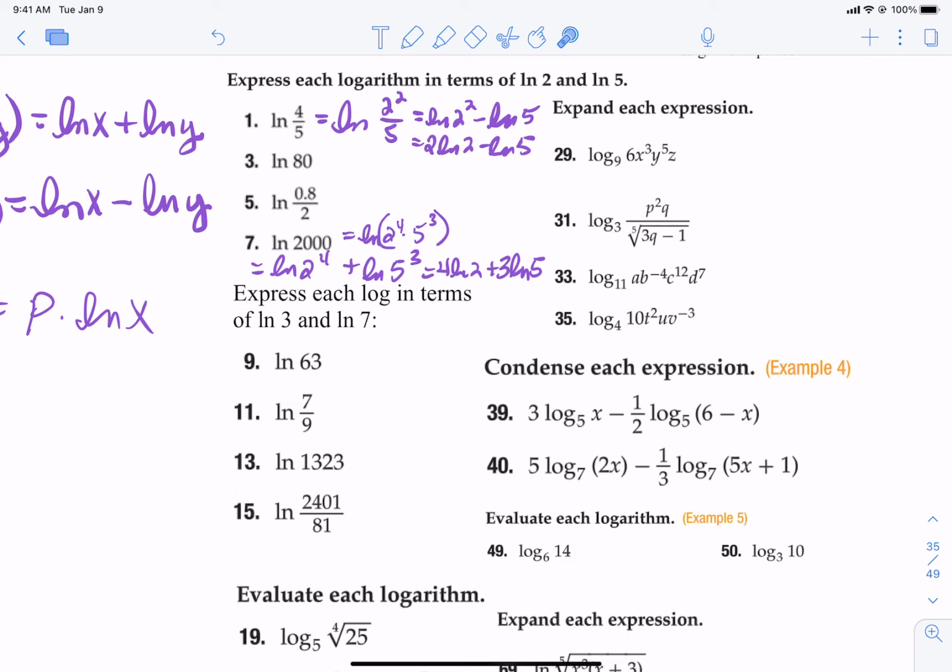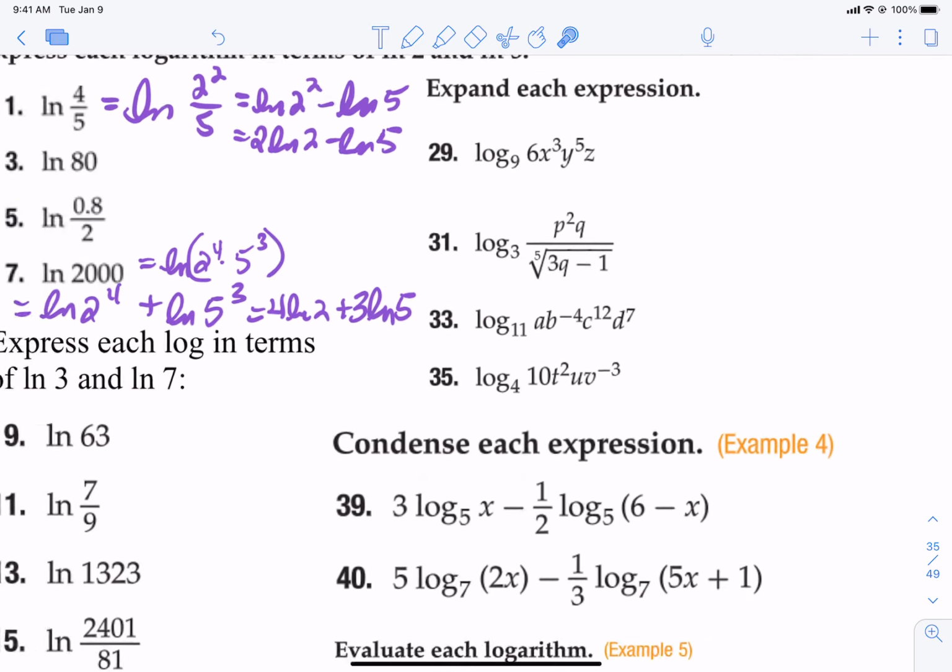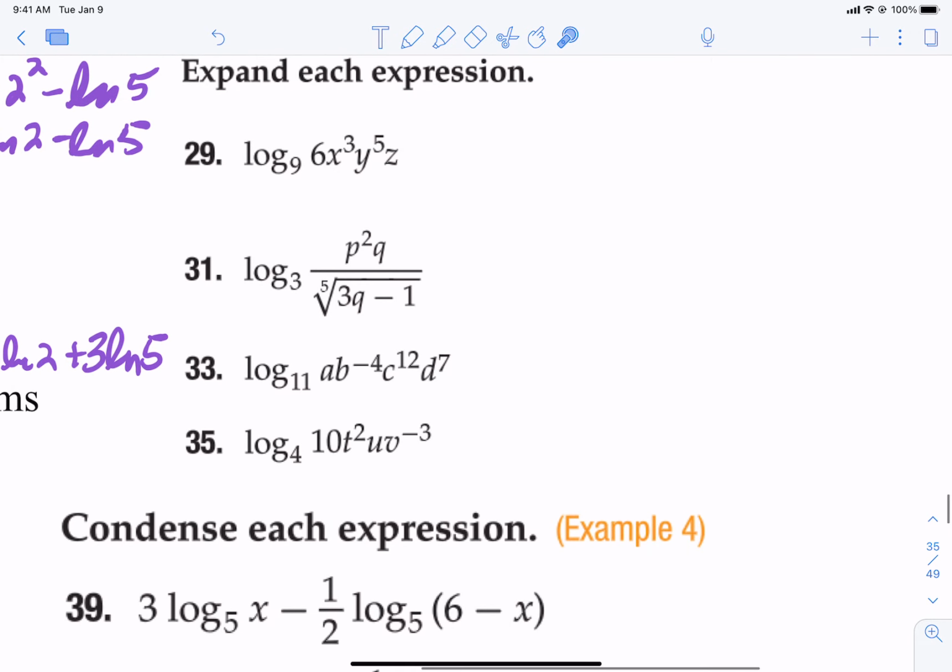Now I want to talk about expanding. So I would like to do 29 and 31 with you. Let's start with 29.